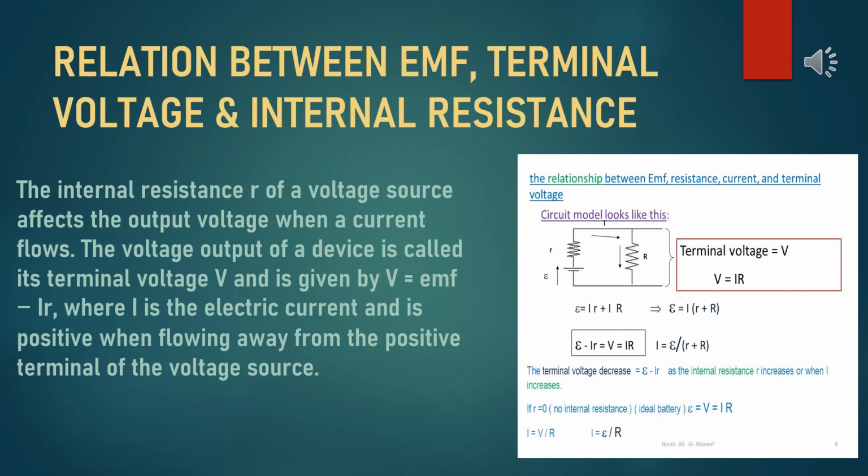Everything I have given. The terminal voltage, E minus I into r, decreases as the internal resistance r increases or when I increases. So, if r is equal to 0, no internal resistance in the battery, that is E is equal to I into R. And the proof I am making you understand in the next slide.